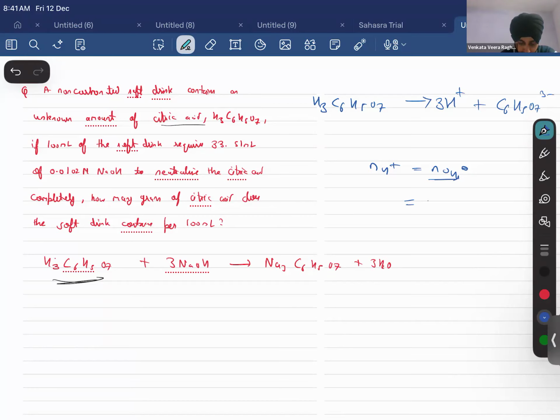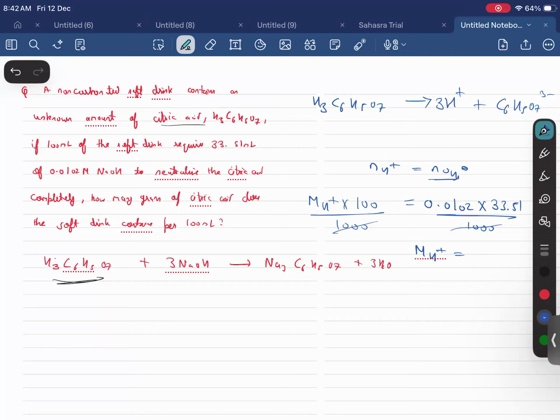So what is the molarity? It is given to us as 0.0102. And what is the volume? 33.51 centimeter cube divided by 1000. And then N of H plus, how will I find that? It will be the volume of H plus, which is given as 100 ml divided by 1000, and then the molarity of H plus, which I don't know. So can you find it out from here? The 1000 will cancel out. Can you do this calculation for me? M of H plus. Yes, sir. Okay.